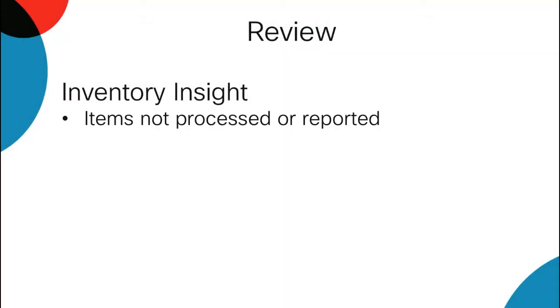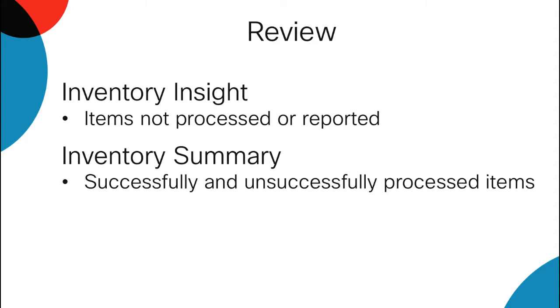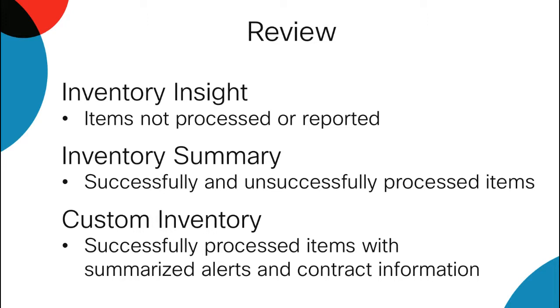To review, the Inventory Insight Report shows you those items not processed or reported and reasons why. It is intended to help find those devices that are not yet reported by SmartNet TotalCare with enriched support information. The Inventory Summary Report shows you all items in your network, including processed and unprocessed. It is intended to give you the most comprehensive view of your network install base. The Custom Inventory Report shows those devices which have been successfully processed by SmartNet TotalCare and that are enriched with device configuration data, contract information, and relevant product alerts and field notices.